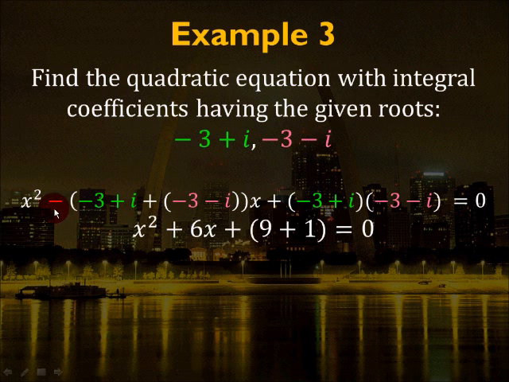You get a negative 6 here. Negative 6 gives you positive 6x. If you multiply these two together, you again have a difference of squares. So negative 3 squared minus i squared. Negative 3 squared is 9. Minus i squared is minus negative 1. So you have a 9 plus 1. Your final answer is x squared plus 6x plus 10 equals 0.